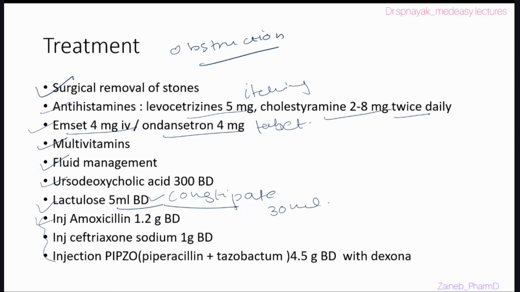We can go with the injection Pibso. Now, this is used when the bilirubin level in the body is extremely high. It is a very effective therapy, this injection Pibso. Pibso is composed of piperacillin and tazobactam. It is given as a 4.5 gram IV infusion twice daily with Dexona, which is a corticosteroid, to get complete and immediate relief of the symptoms.